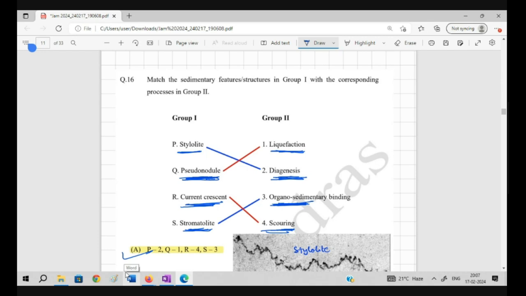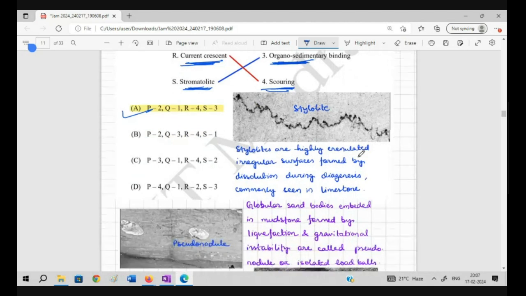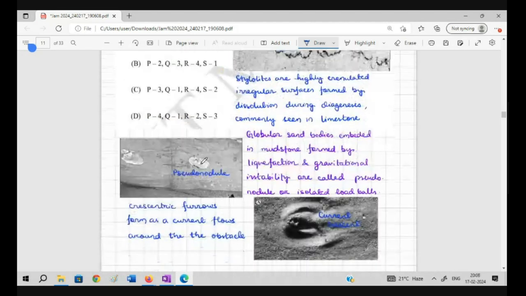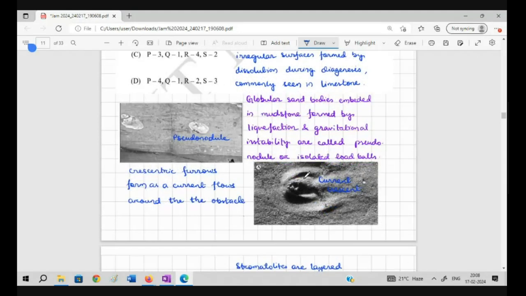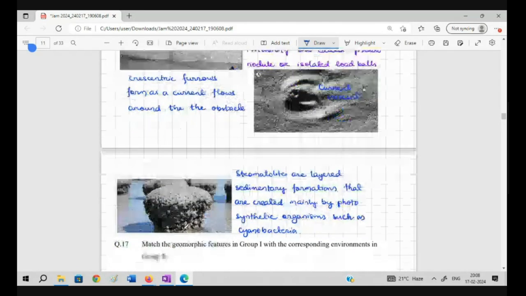Is it fine? Yes, sir. Okay, here you can see the stylolites and the pseudonodules. These are the pseudonodules, huh? And this is the current crescent. These are also the sole marks, huh? Created due to the river action, due to erosive action of river. And here you can see the stromatolites. Okay.